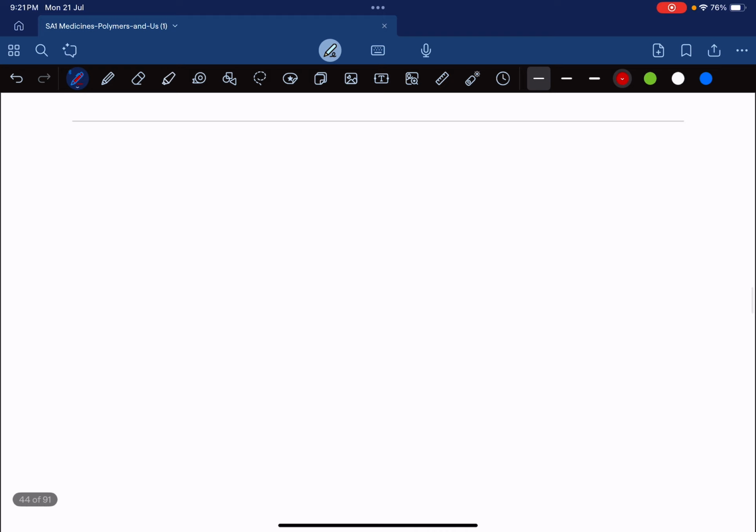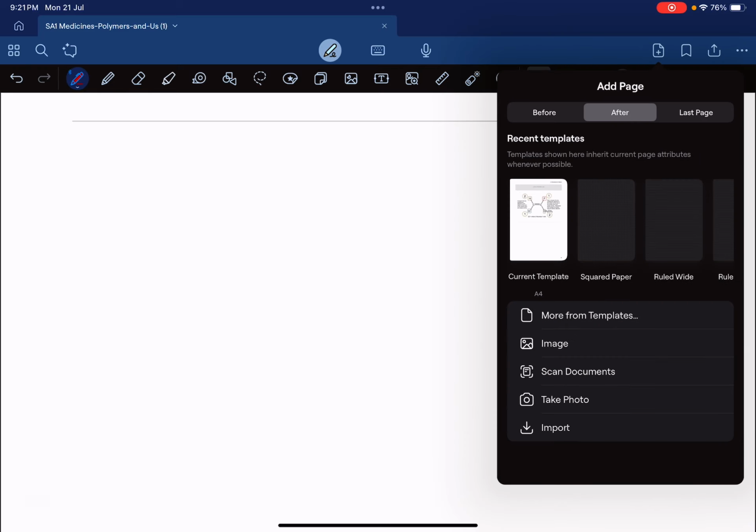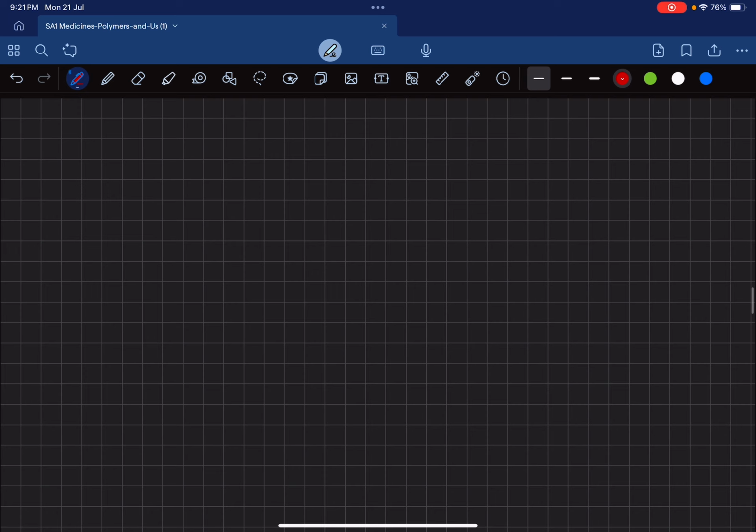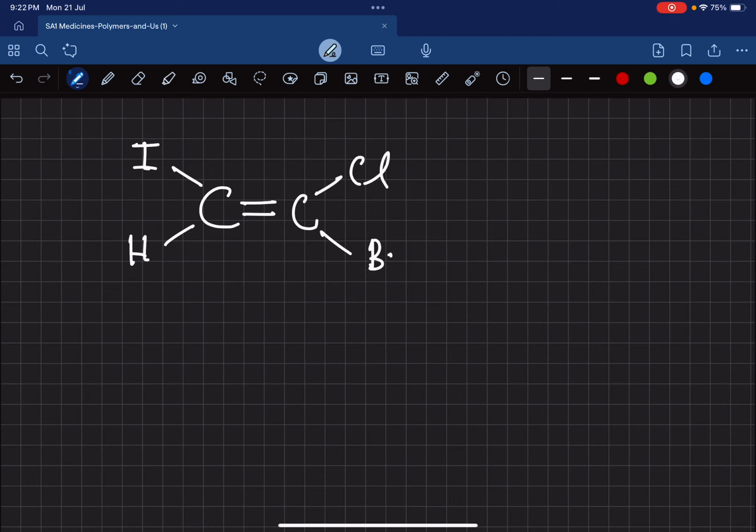But this rule is actually very easy. So how does it work? I'm just going to give you an example. Let's say you have an extreme case like this. You have an iodine over here, a hydrogen over here, a chlorine over here, and a bromine over here. And you want to distinguish this from this one over here, where this is Br, this is chlorine, this is iodine, and this is hydrogen.